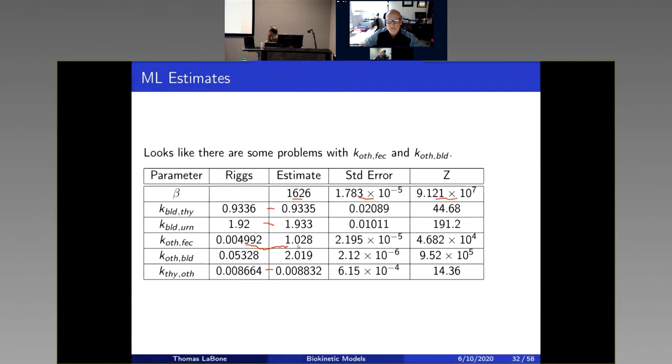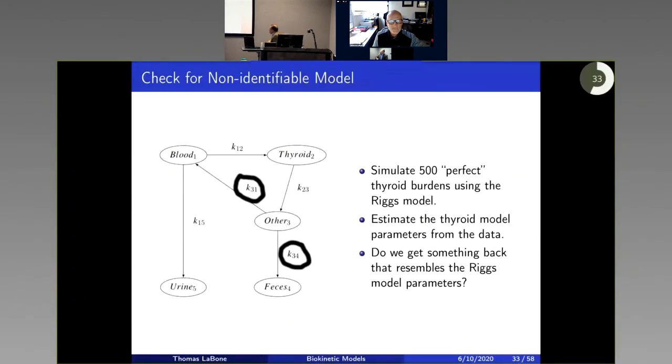And so when you see things like this, you say, okay, there's something going on here. I may have a problem numerically. For these two rate constants, I'm having difficulties numerically doing this. And so we need to look a little closer at that.